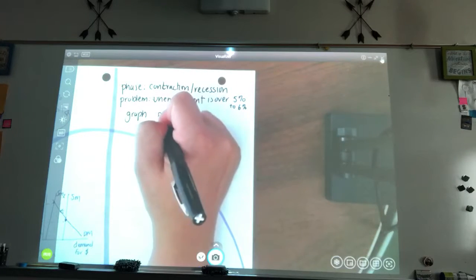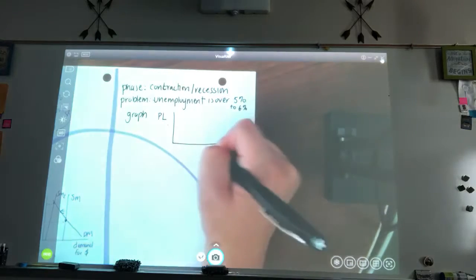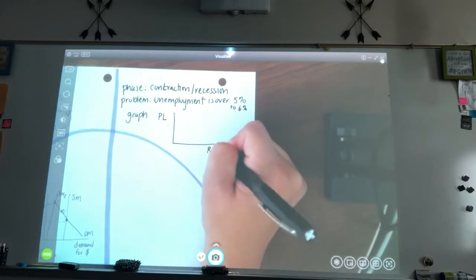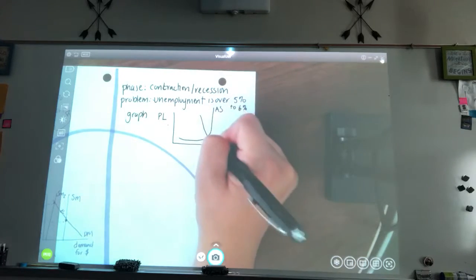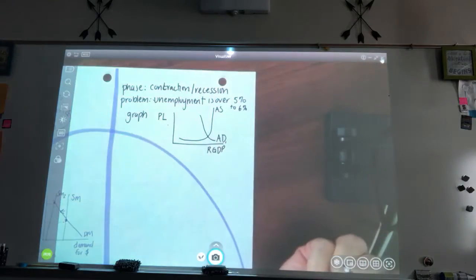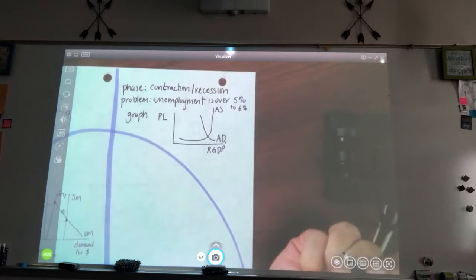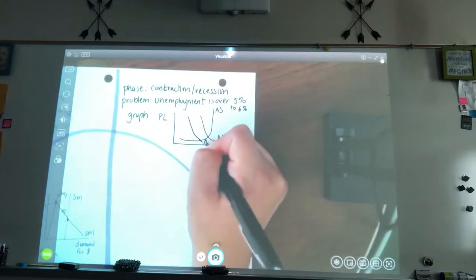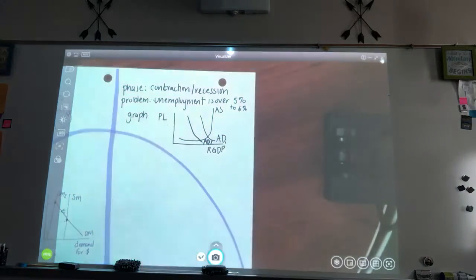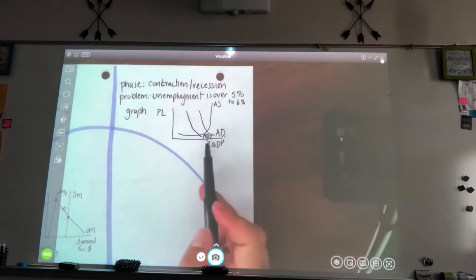So the graph for this, we're going to have price level, we're going to have real GDP. Which way would my aggregate demand curve be? To show people are not buying stuff, people are unemployed, to the left. So if people are unemployed, what does that tell us about their capability of borrowing? They can't, right? So our money supply is very low, right?